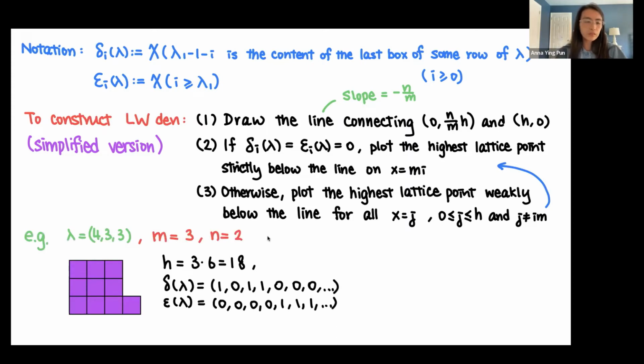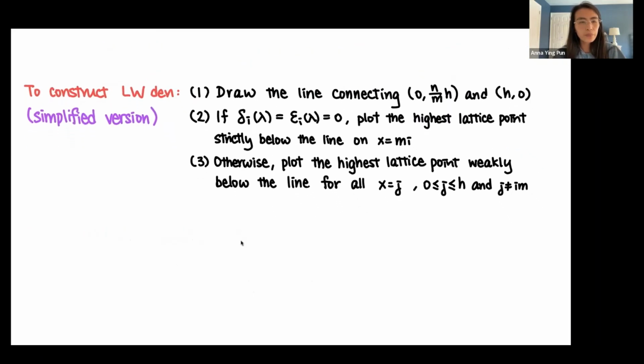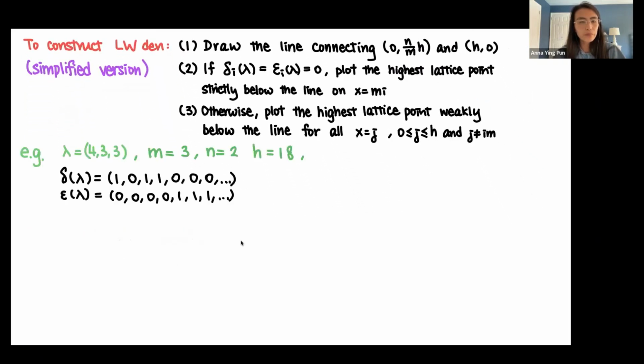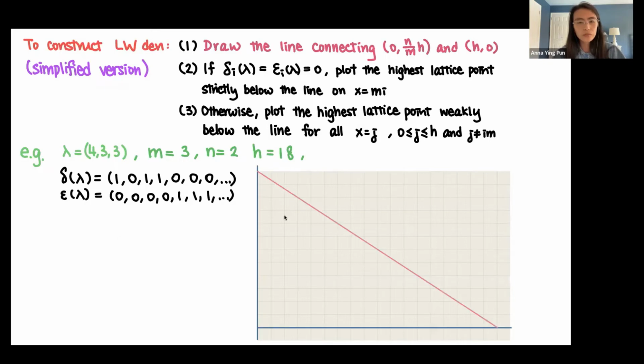Let's see. We already calculated h, delta, and epsilon. Say I pick m equals 3 and n equals 2. Now we draw this line. Draw the line 2/3 times 18, so it's 12. So (0, 12), and then on the x-axis here is (18, 0). So that is the line here.